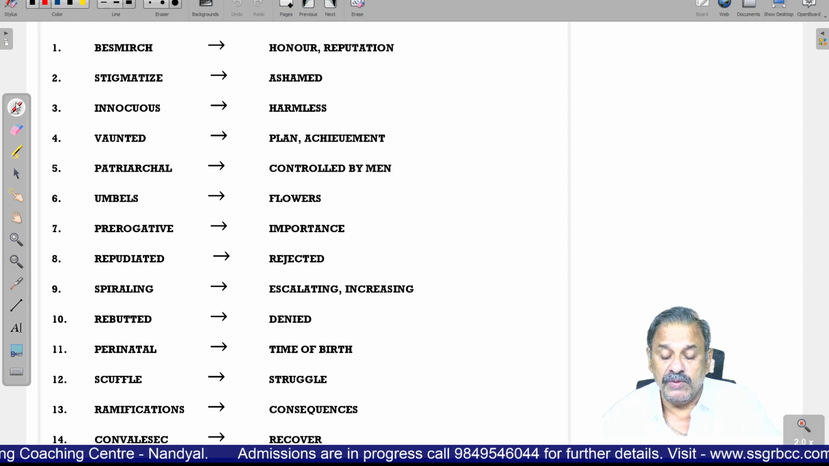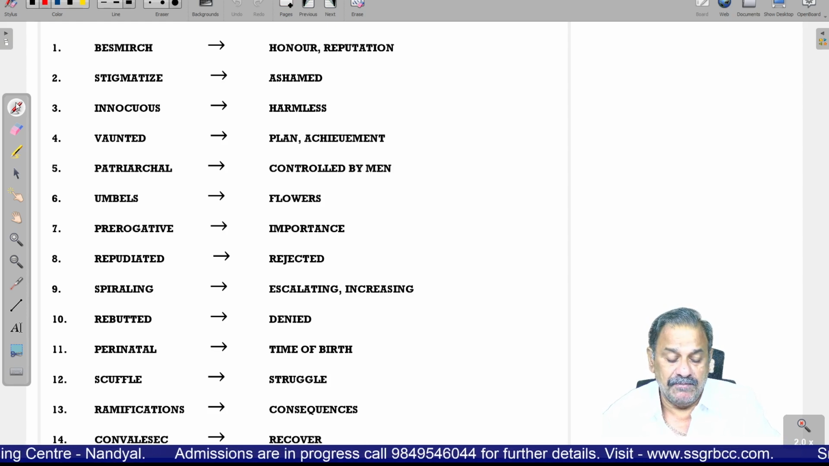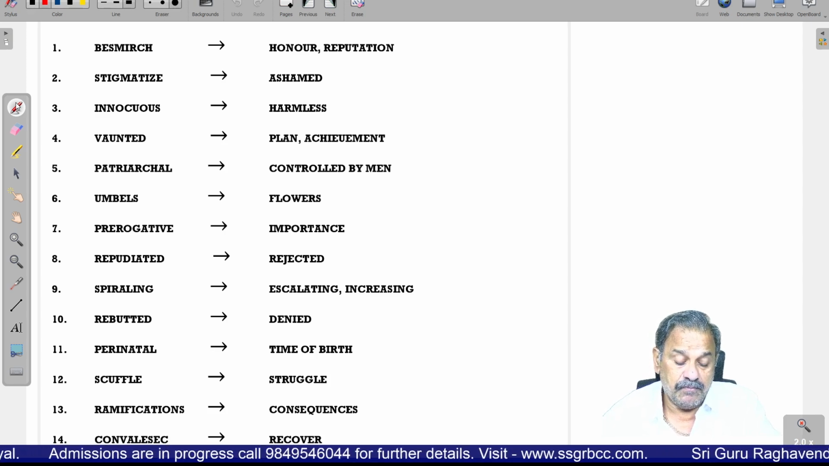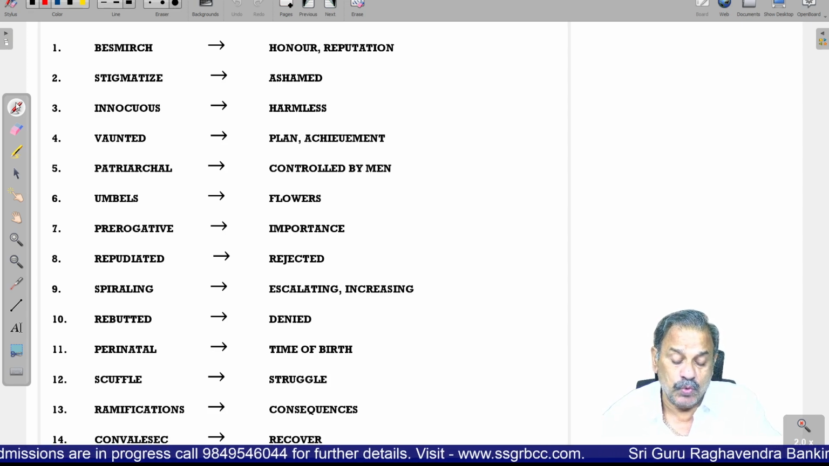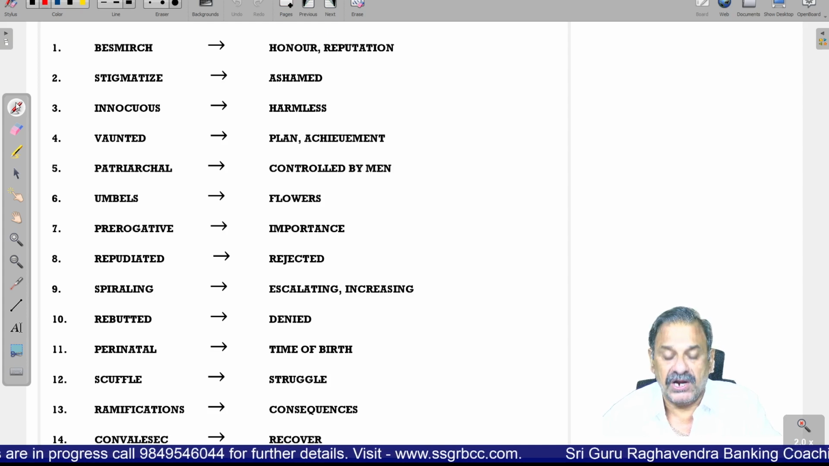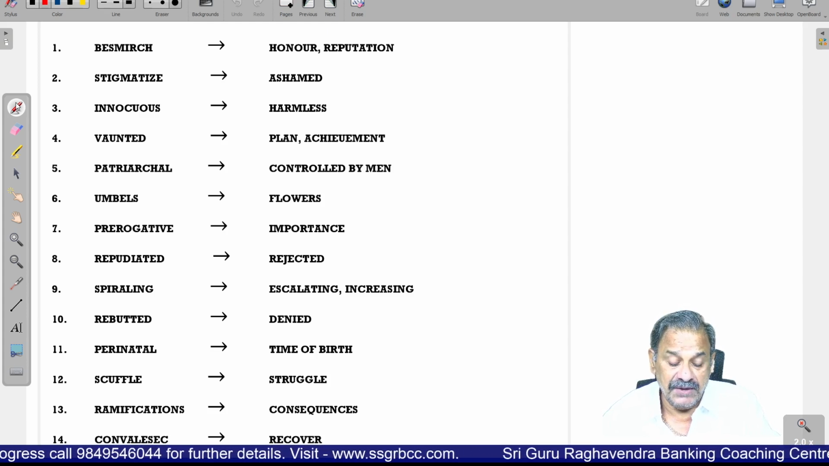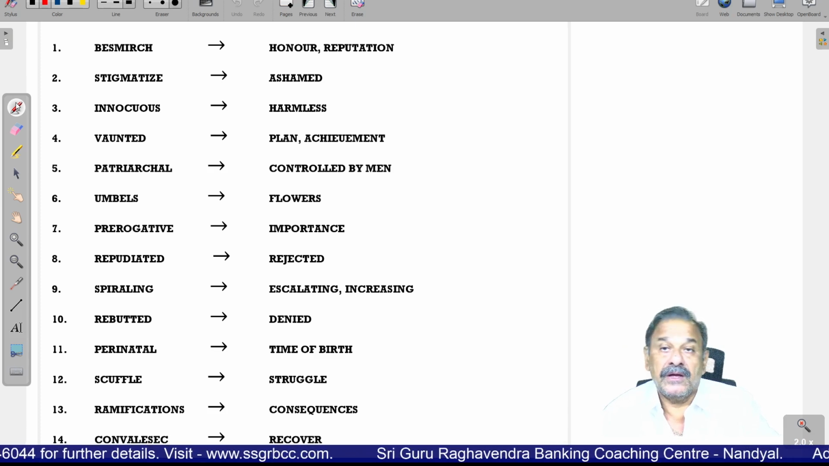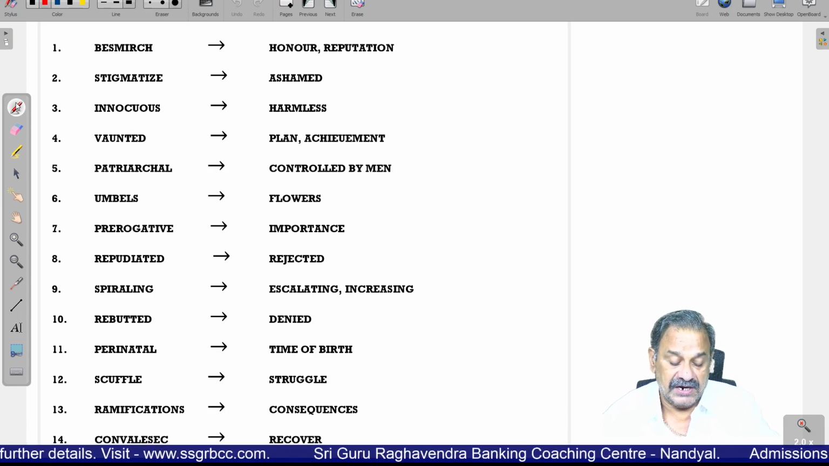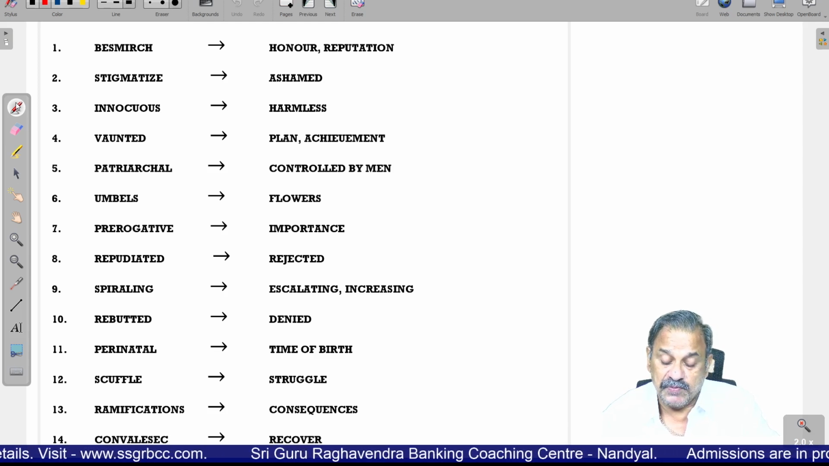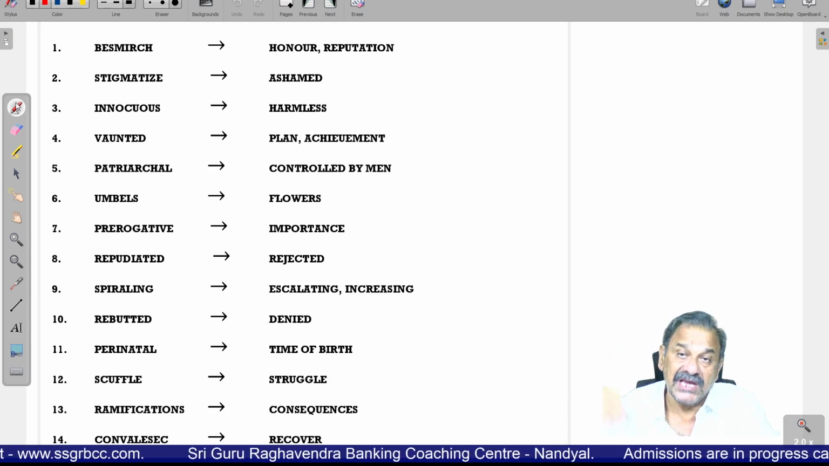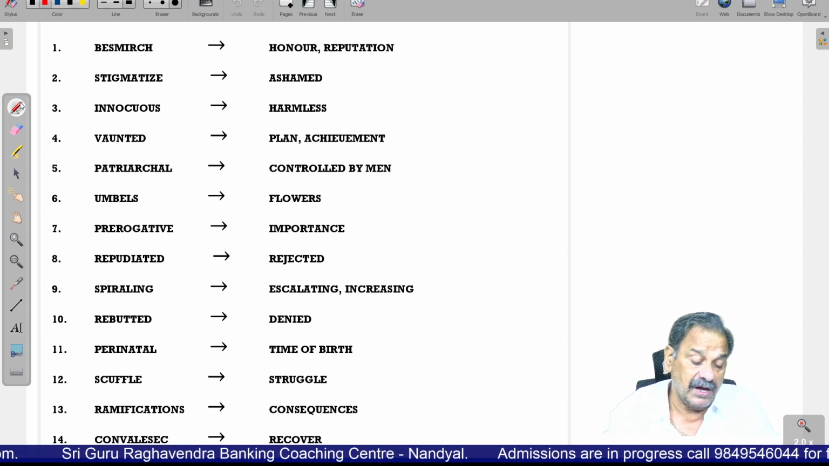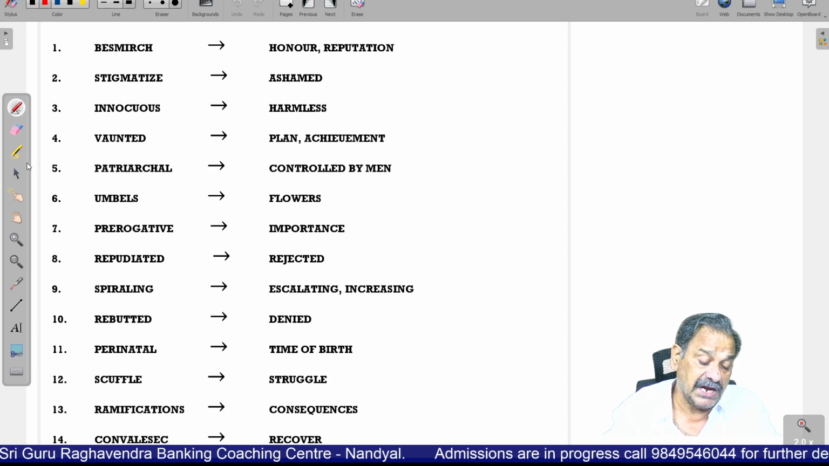Umbels means flowers. Prerogative means importance. Repudiated means rejected. Then spiraling. Spiraling means escalating, increasing. Very good.